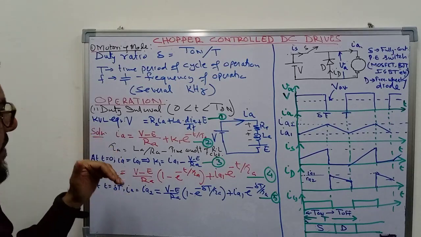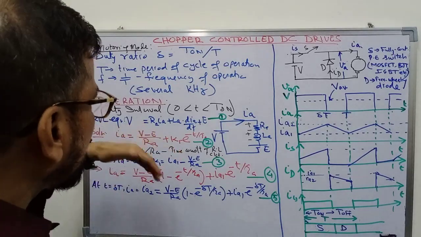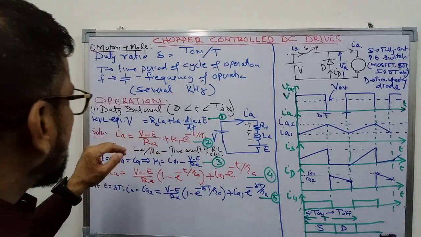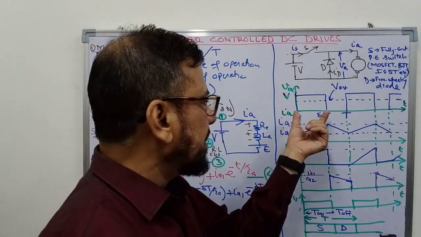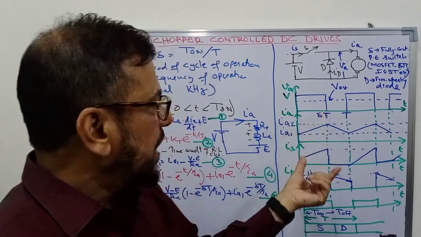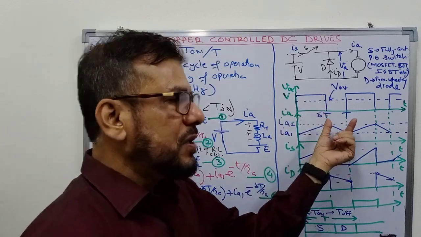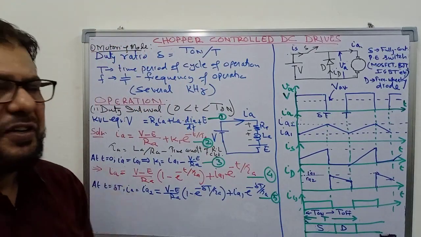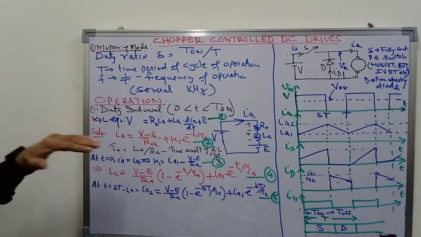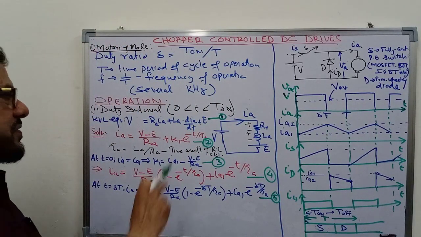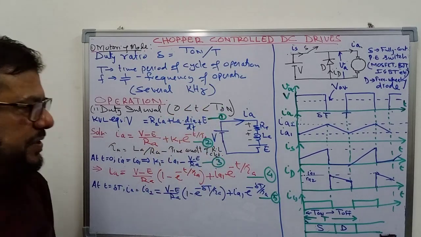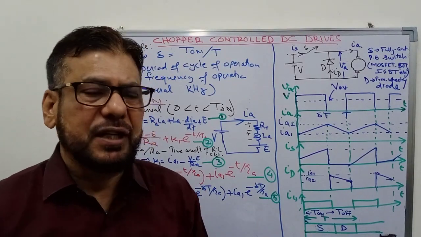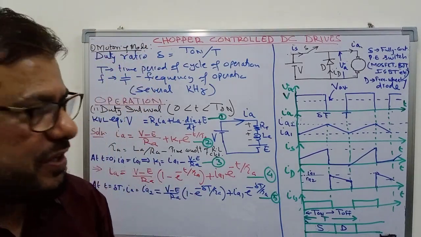Now let us briefly understand the operation of this circuit during the two intervals, that is the duty interval and the off duty interval, or you may call it the freewheeling interval. So what happens during the duty interval, that is, time between 0 and t on. Now you must understand that I am explaining the things for steady state condition.